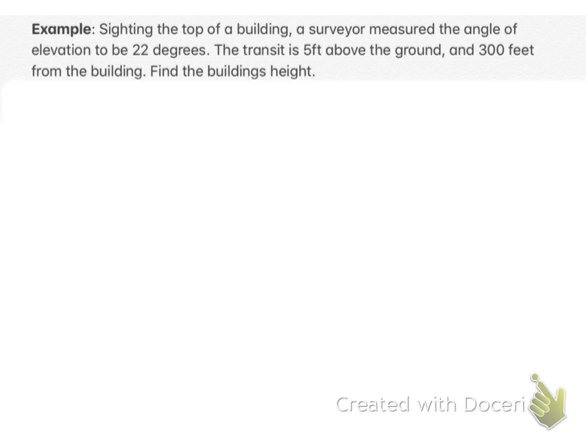So for our first example, it's sighting the top of a building. A surveyor measured the angle of elevation to be 22 degrees. The transit is 5 feet above the ground and 300 feet from the building. Find the building's height. So first thing we should probably do is create a picture. So obviously we're going to be dealing with a triangle. So over here is our surveyor. Okay, so we know that this is 5 feet.